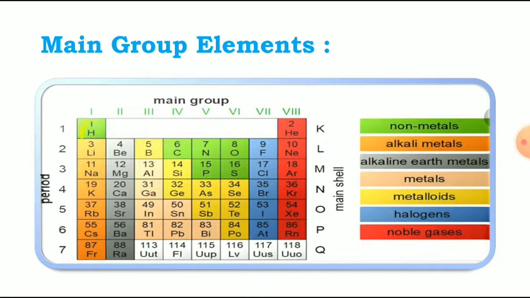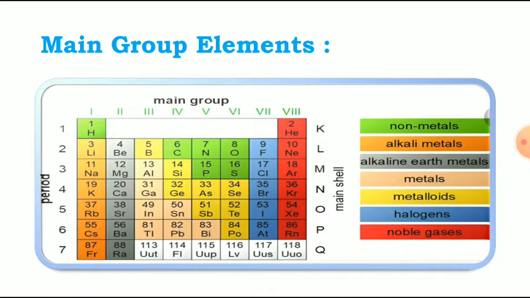That means these alkali metals have the outer electronic configuration ns1, and this one will be ns2. This is the outer electronic configuration of group number 2, that means the alkaline earth metals. And see group number 13, that is boron, which has the general electronic configuration ns2 np1. Carbon will be ns2 np2, nitrogen ns2 np3, oxygen ns2 np4, and fluorine will be ns2 np5.